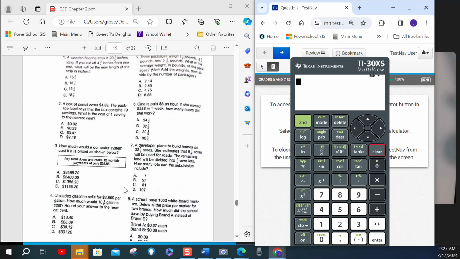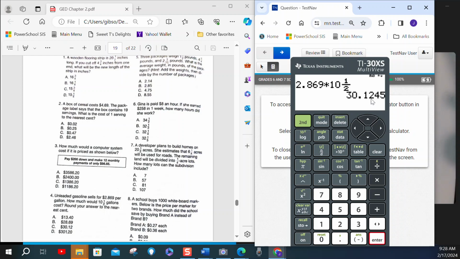All right, we clear this. Now we go to number 4. Unleaded gasoline sells for $2.869 per gallon. How much would 10.5 gallons cost? Round your answer to the nearest cent. Okay, so we had 2.869 times second N over D is 10, right arrow, 1, down arrow, 2, and press enter. Now we want to round to the nearest cent, so that means 2 decimal places here.